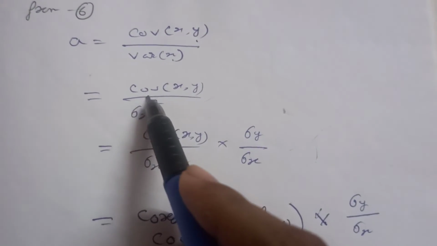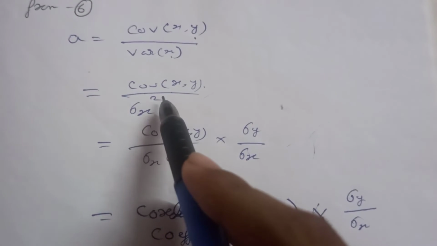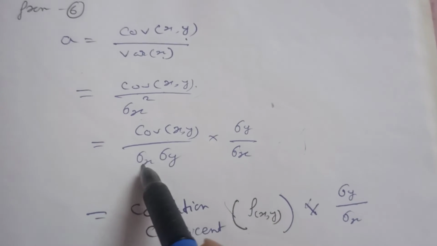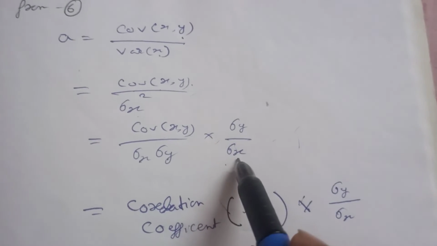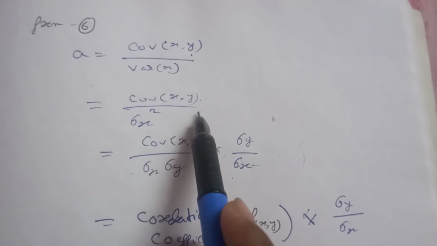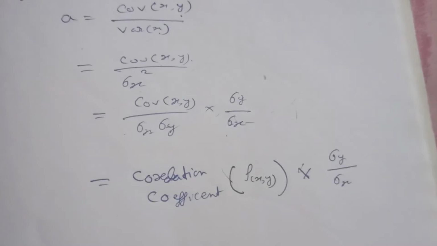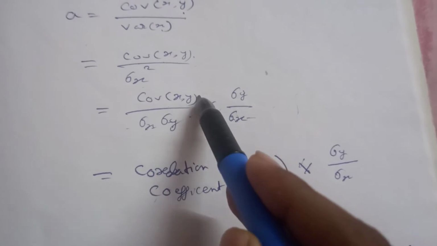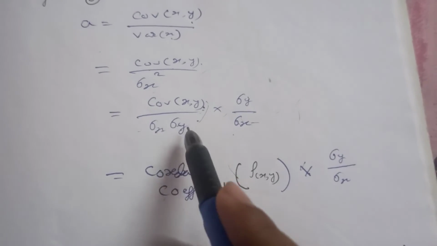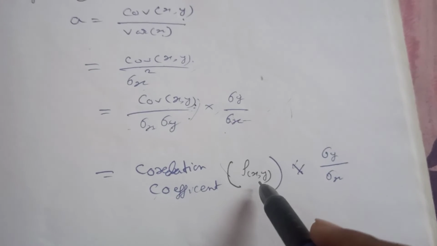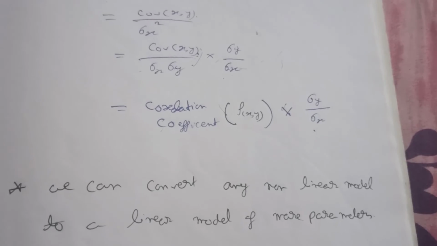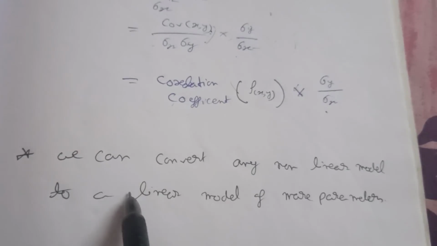So we can say covariance of x comma y divided by sigma x square, or from here we can also write covariance of x comma y by sigma x sigma y, into sigma y by sigma x. We can write that because sigma y will get cancelled out and this will become sigma x square. So now we can make it like that. This whole part is the correlation coefficient, or we can write rho of x comma y, and into sigma y by sigma x. So we can also write this as regression coefficient 2.